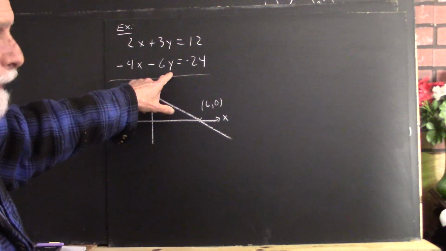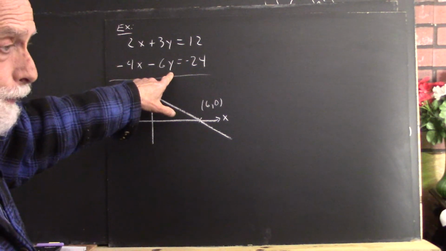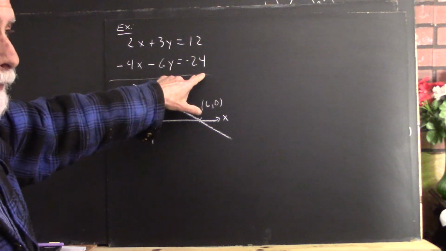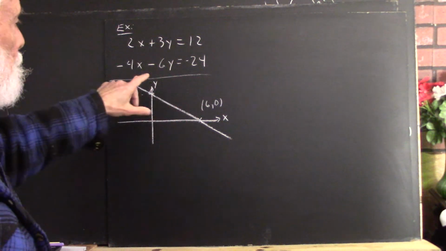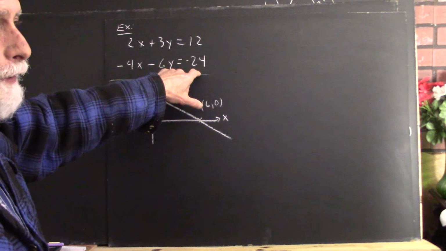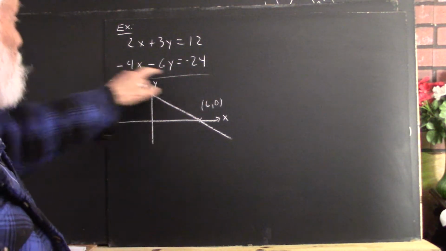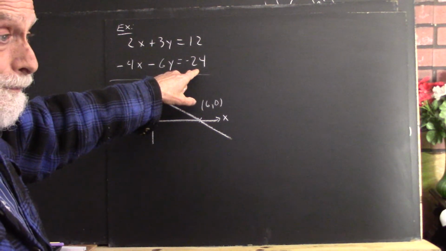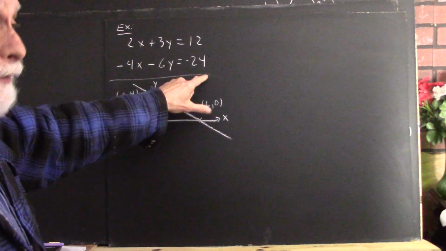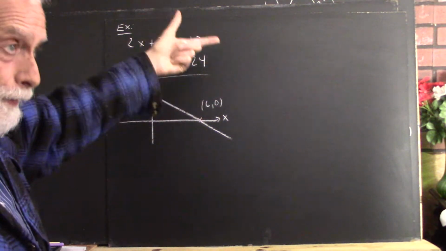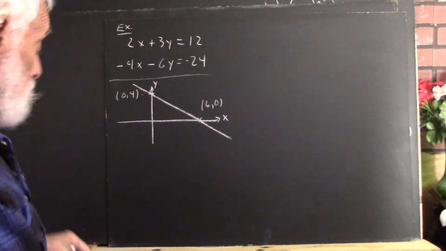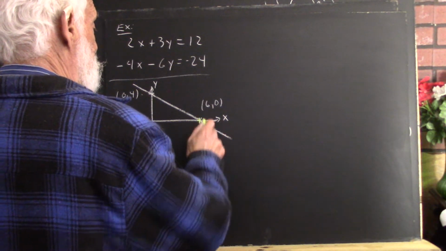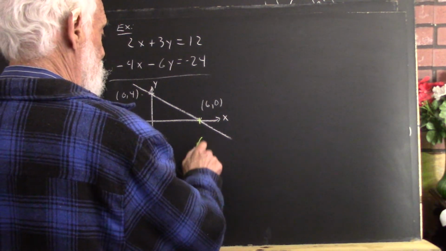If on the second equation y equals 0, then negative 4x equals negative 24. And if you divide negative 24 by negative 4, you get 6. So the x-intercept is the same. Again, if y is 0, negative 4x equals negative 24. x is negative 24 over negative 4, which is 6. So I'm going to use green and say that, oh, look at this.